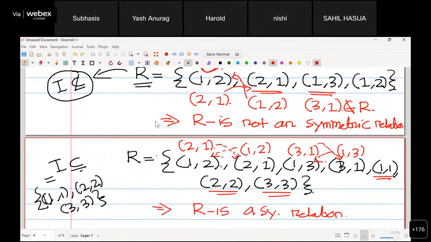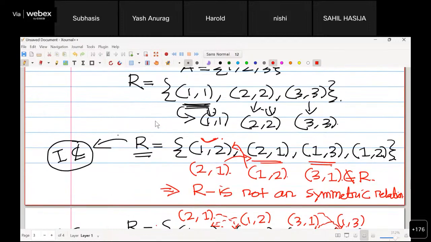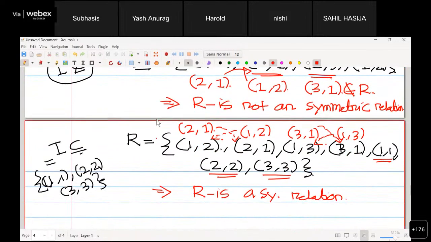So all three relations are always from A to A only, sir. Yeah. Whatever types of relation I'm going to discuss, they are all basically from A to A. Okay.